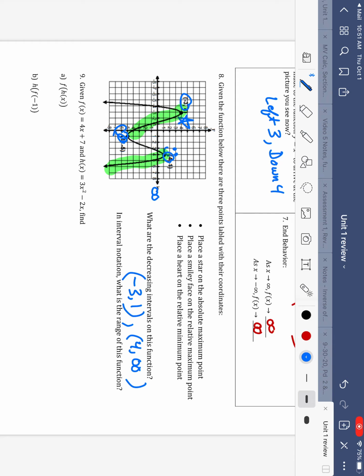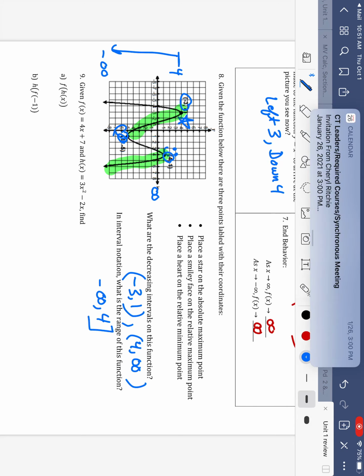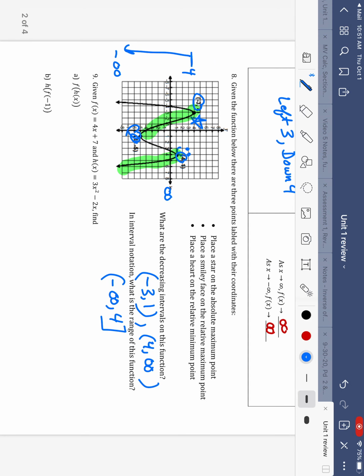In interval notation, what's the range? So this graph goes low forever, so that's negative infinity, and the highest it goes is 4. So I would put negative infinity first, and then 4, bracket on the 4, because it touches 4, and parentheses on the negative infinity. All right, last problem here on this page.